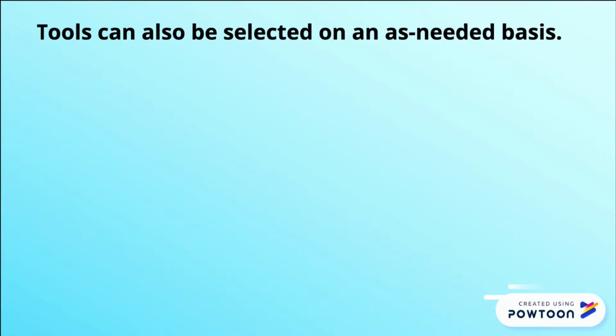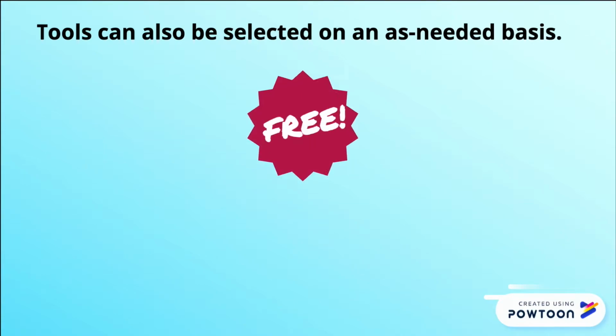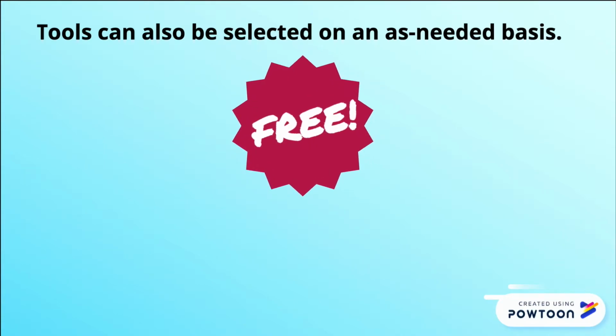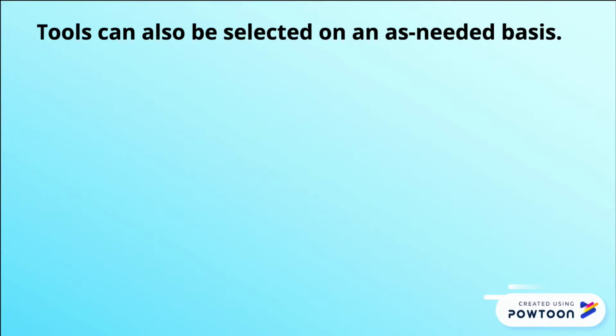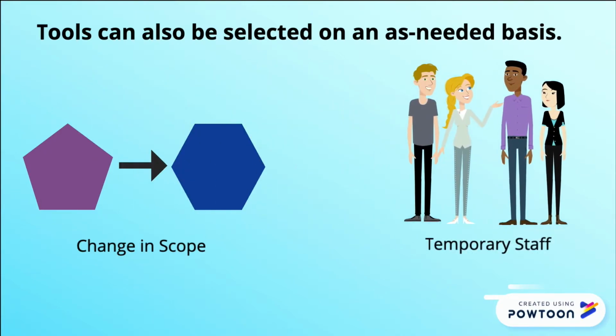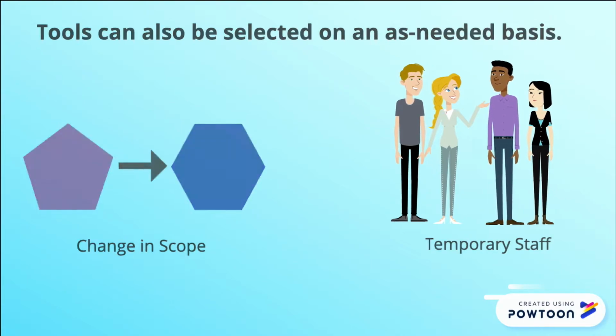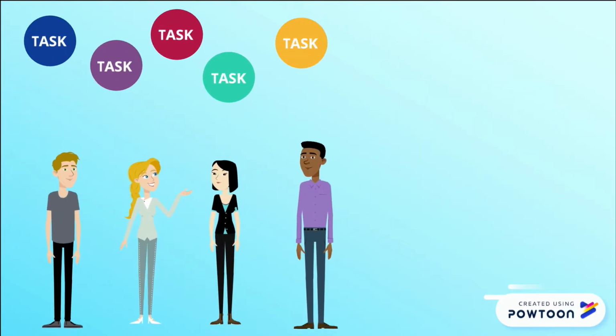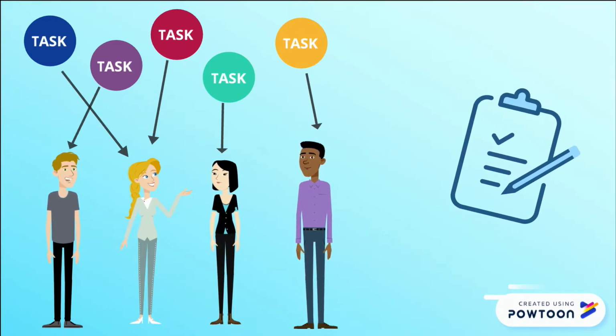Tools can also be selected on an as-needed basis. Often these types of tools will be free, but they can be extremely valuable when you need a short-term solution. Consider a situation where you need to react to a change in the scope, and your sponsor agrees that you can employ extra temporary staff to achieve the new deliverables. In order to allocate very specific work to these new staff members, you decide to look for an online tasking tool for this very specific purpose, rather than including them in the overall team communications.